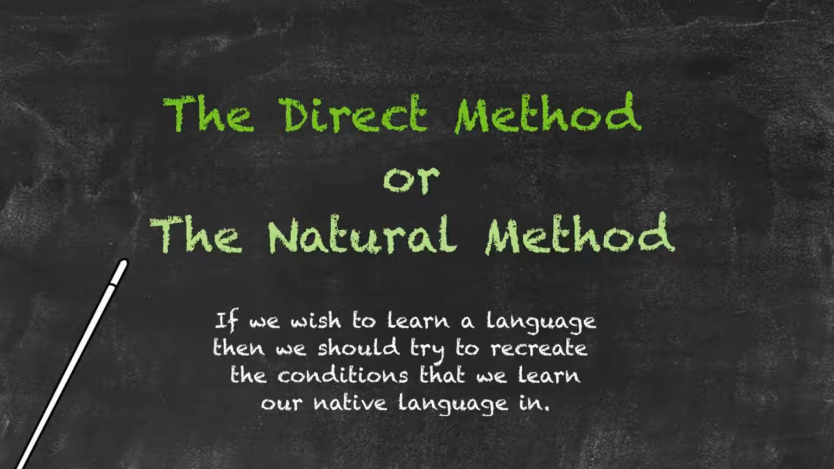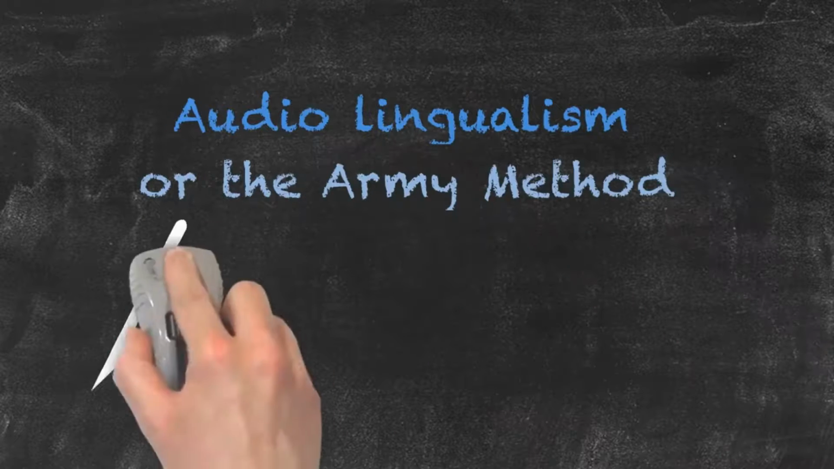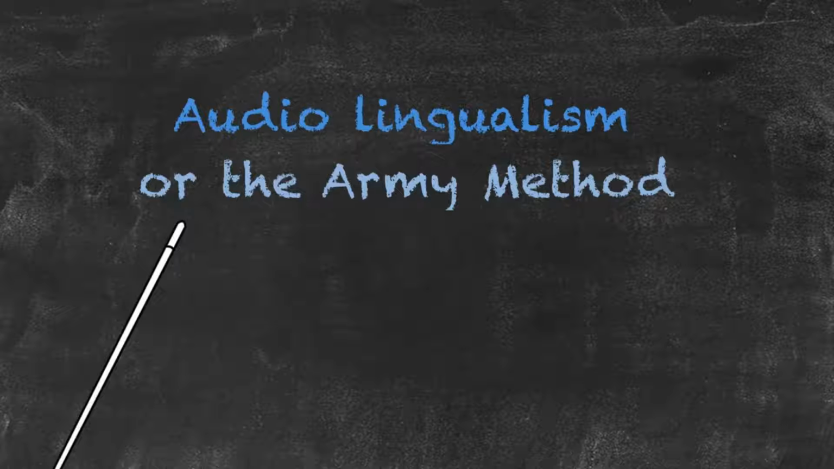So what we're going to do is to run through a series of methodologies that were created mainly in the 1900s that adopted the idea that language learning should be much more communicative, much more natural. The first one is called audio-lingualism, and it's also called the army method because of where it was developed.